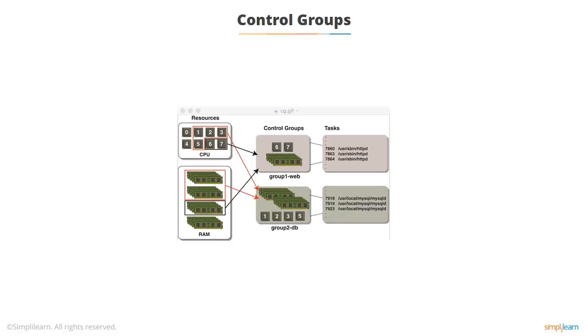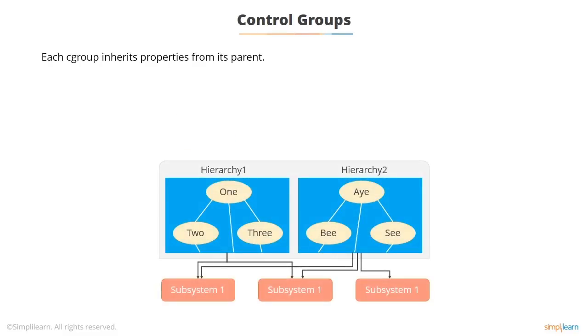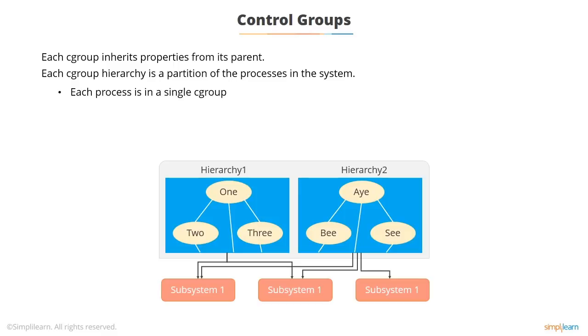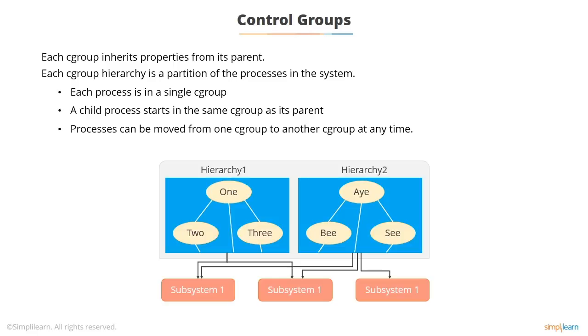Control groups or C groups are hierarchical, and so you could attach hierarchies to things. If you've got a parent with a child C group, the child inherits the properties from its parent, and effectively each control group hierarchy is a partition of the processes. So basically a set of processes in one hierarchy is completely separated from the set of processes in another hierarchy. Every process belongs to one group, and the child process starts in the same group as its parent, and you can move them around if you wish.